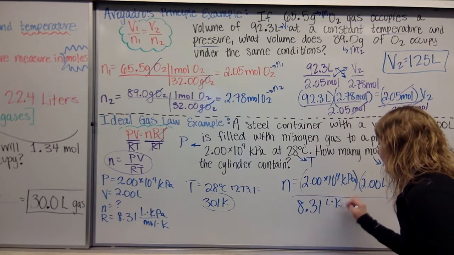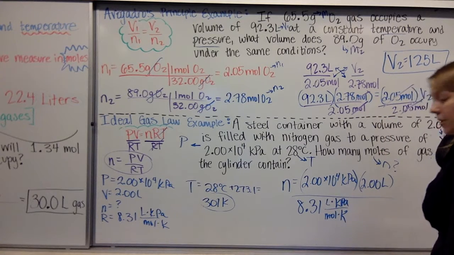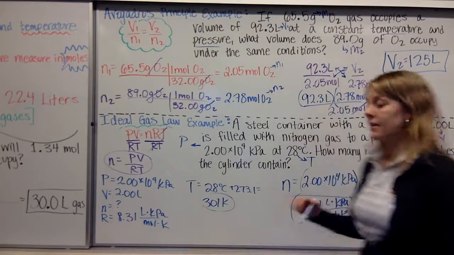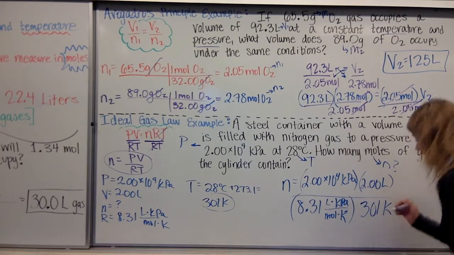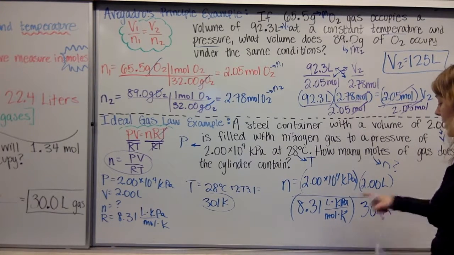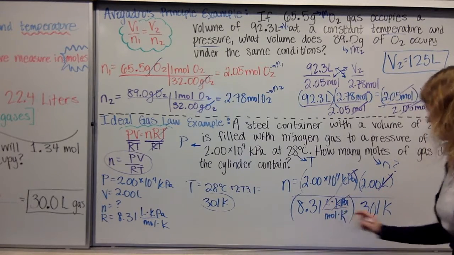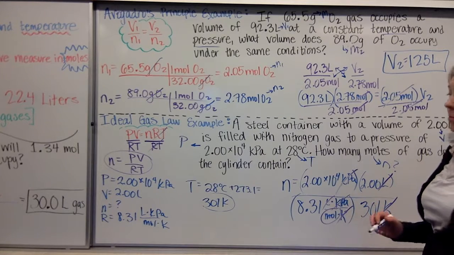Do you need to write the whole unit? Sure you do. We need to see that the units are canceling out. So write this whole unit. Liter times kPa over mole times K. Times T. And my temperature that I already figured out is 301 K. Okay? Let's see if the units cross out. kPa, gone. Liters, gone. Kelvin, gone. The only unit I'm left with here is moles.